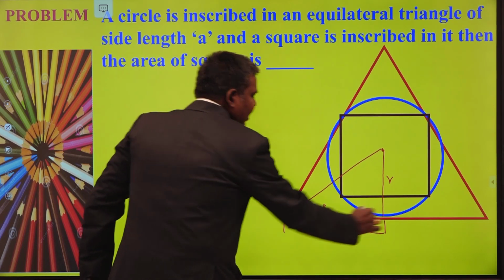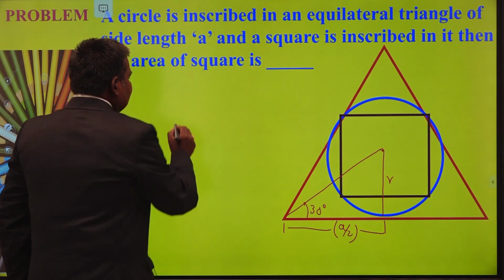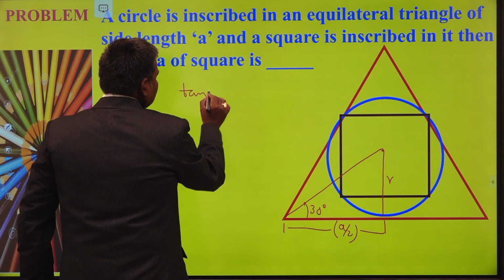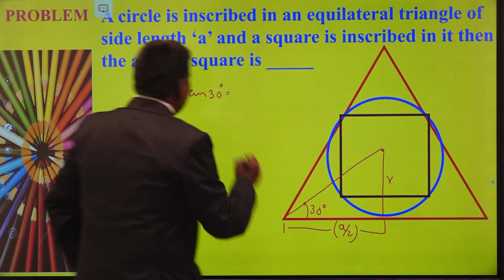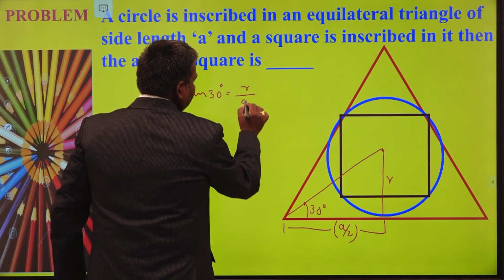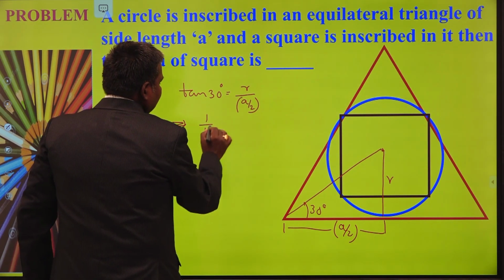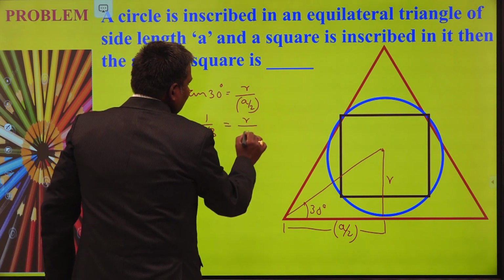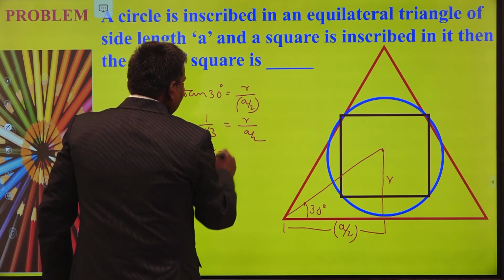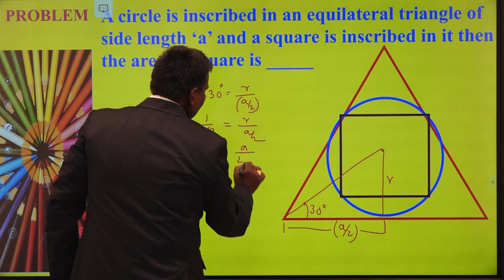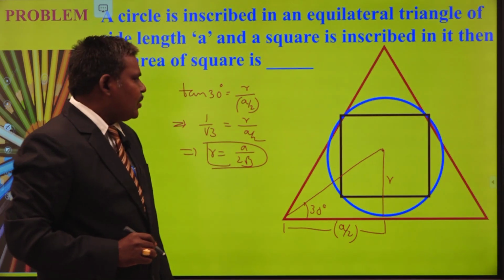Now from this right angle triangle, can I take tan 30 degrees or not? What is tan 30 degrees? Tan 30 degrees is equal to r by a by 2. Tan 30 is 1 by root 3. So 1 by root 3 is equal to r by a by 2. What is the value of r? a by 2 into 1 by root 3, that is a by 2 root 3. So r is equal to a by 2 root 3.